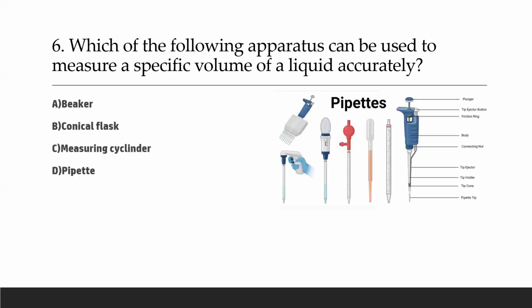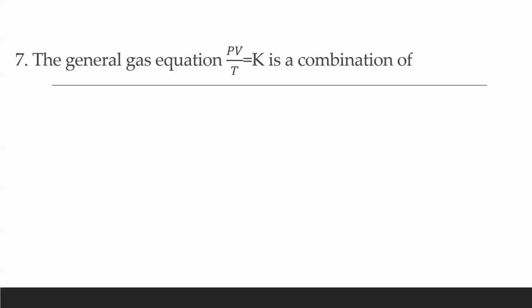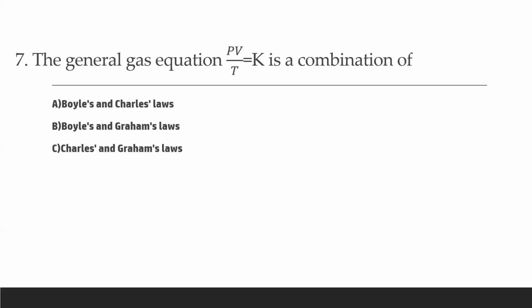The answer is pipette. Then the general gas equation, PV over T is equal to K, is a combination of: A, Boyle's law and Charles' law; B, Boyle's and Graham's law; C, Charles and Graham's law; D, Dalton's law and Graham's law.